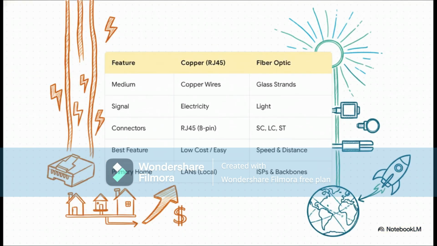All right, let's just break it down real quick. On Team Copper, you've got wire as the medium, electricity as the signal, the RJ45 as the connector. Its best feature is that it's low cost, and its home is the local network. And over on Team Fiber, the medium is glass, the signal is light, its killer feature is speed and distance, and its home is the global backbone of the internet.